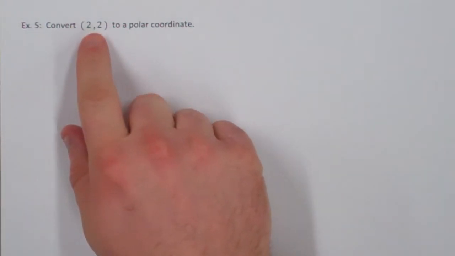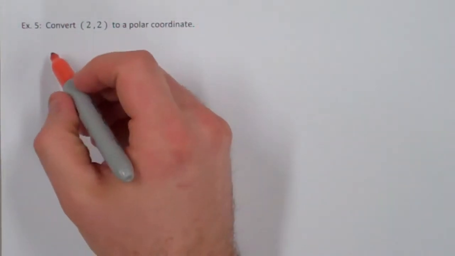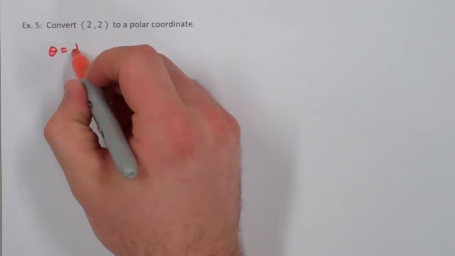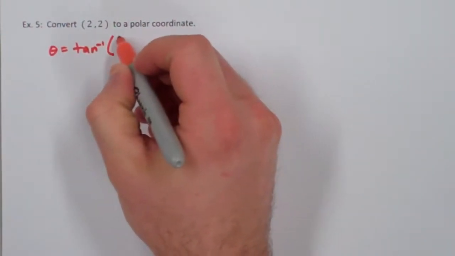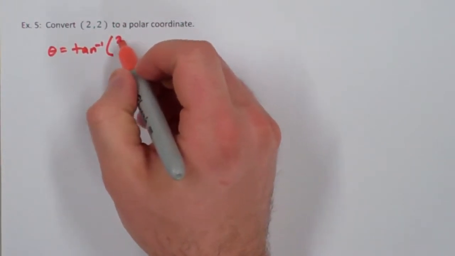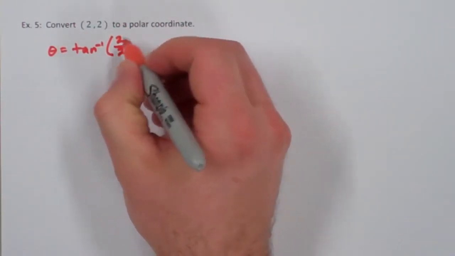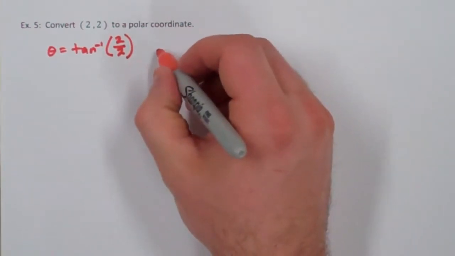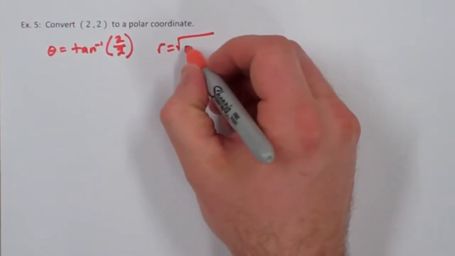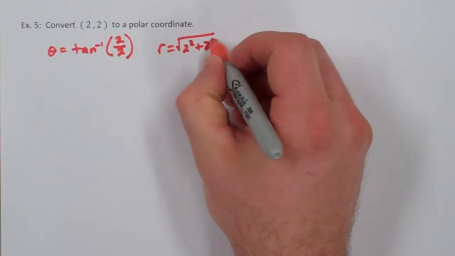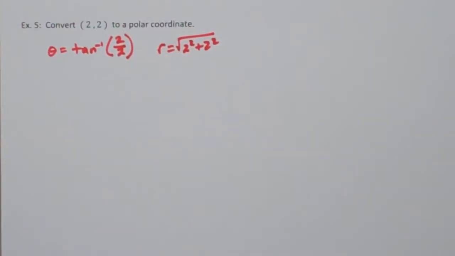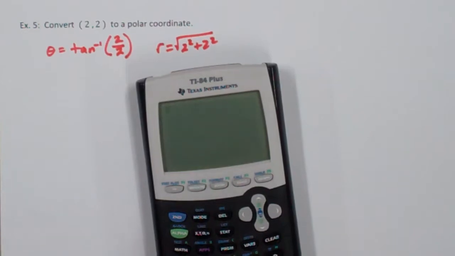In this video we're going to knock out examples 5 through 8, and in each one of these we're going to take a rectangular coordinate like this one and change it to a polar coordinate. So if you remember your formulas, theta is going to be the inverse tangent of y over x, so that's 2 over 2, and then r will be the square root of x squared plus y squared.